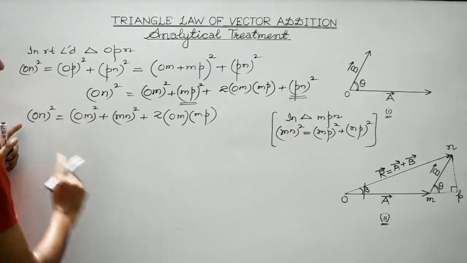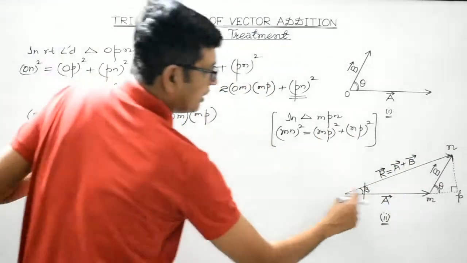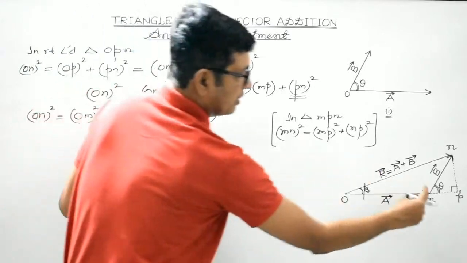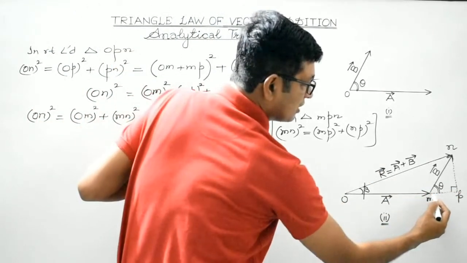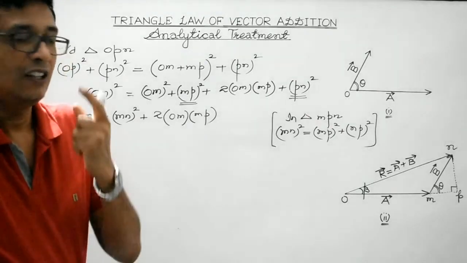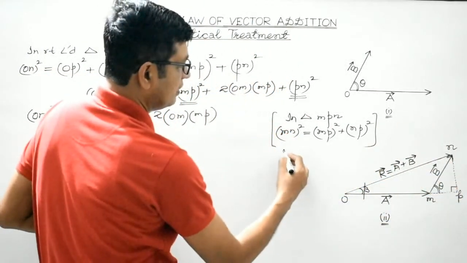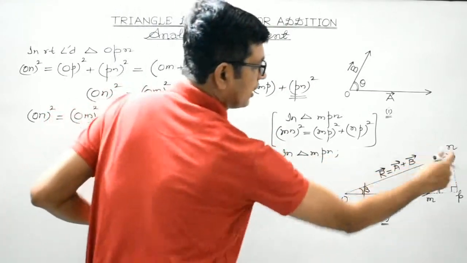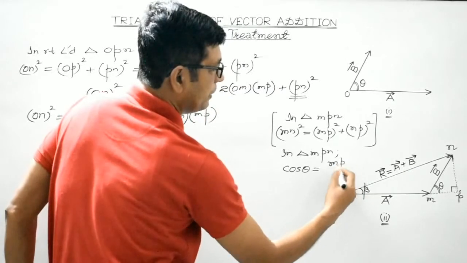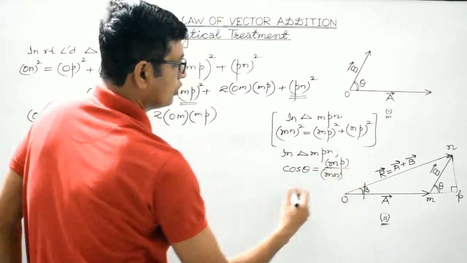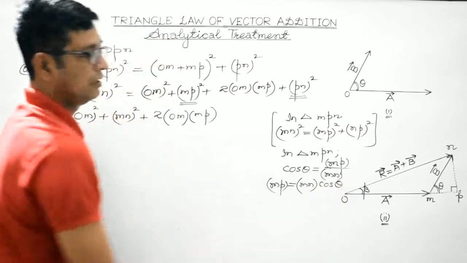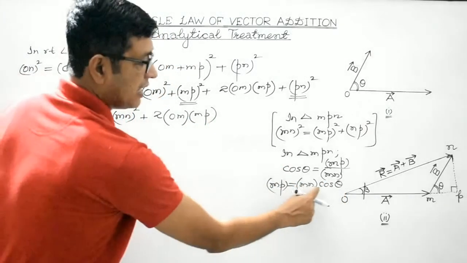Now, ON, its magnitude is R. OM, its magnitude is A. MN, its magnitude is B. OM, again its magnitude is A, and MP. Now, our objective is to convert this MP in terms of MN and theta, so that we can write the result in terms of A, B and theta. So for that, students, in this right angle triangle MPN, you can consider cos theta. Cos theta is base over hypotenuse, that is MP divided by MN. So MP can be written as MN cos theta. Clear, students? So here in place of MP we can write MN cos theta.